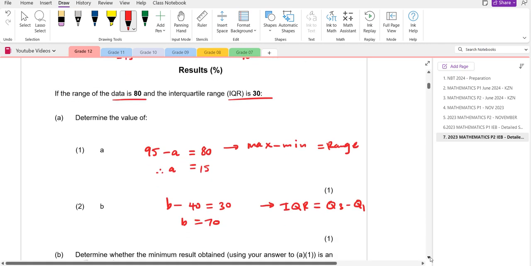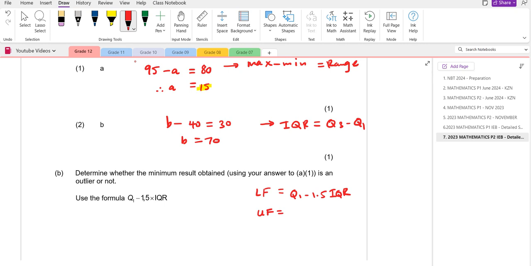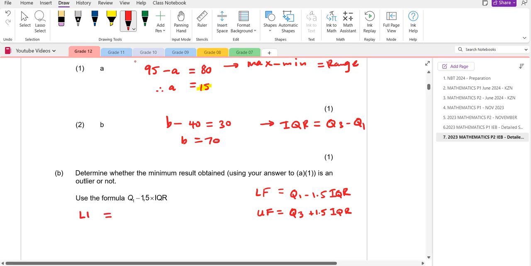Anyways, let's continue. Determine whether the minimum result obtained using A is an outlier or not. So we want to check if the value of 15 is an outlier. So remember, there's a formula for lower fence and upper fence. Lower fence formula is Q1 minus 1.5 IQR, right? And upper fence formula is Q3 plus 1.5 IQR. So within the lower fence and the upper fence, if the values are within, then there's no outliers. If it's outside the lower fence or outside the upper fence, there are outliers. So the answer that we're looking for is the lower fence.